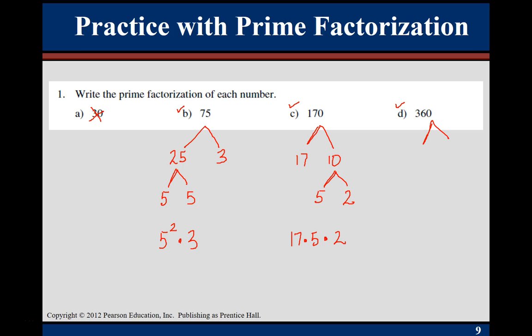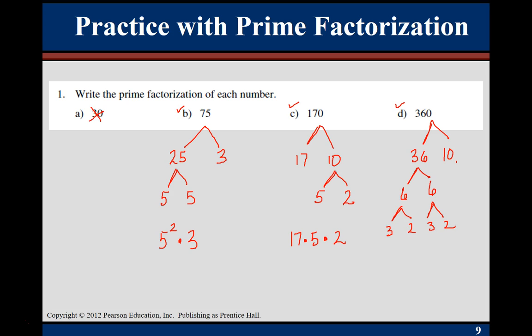For 360, I can say 36 times 10. You can say a couple other things too, but that's just the first pair that I thought of. 36 is 6 times 6, where each 6 is a 3 times a 2. 5 times 2 will give me a 10, and now all the numbers at the bottom of my tree are prime, and I have 3 2s, 2 3s, and a 5, even though this 5 times 2 doesn't want to stay on the page.